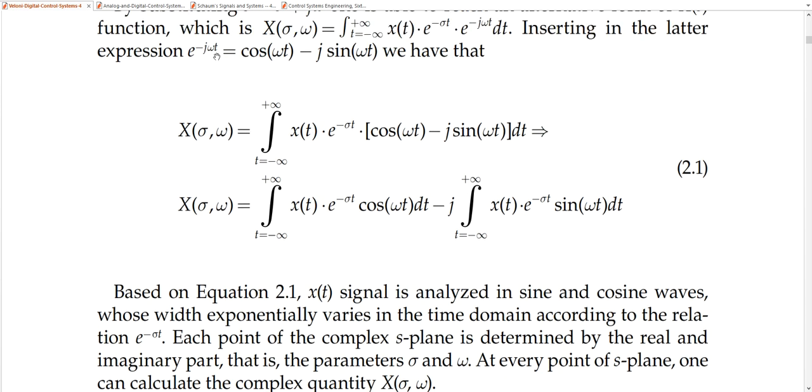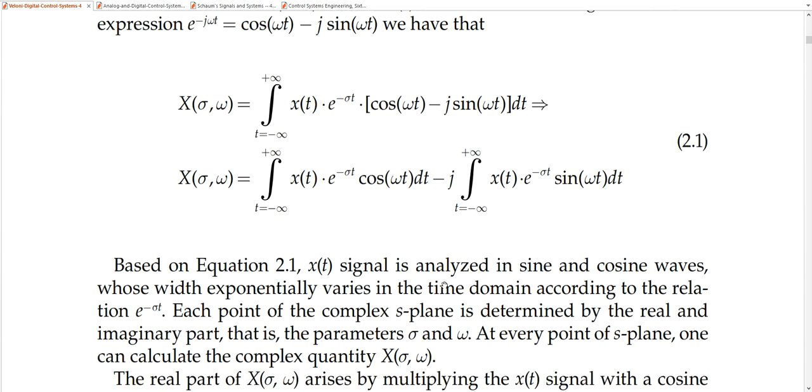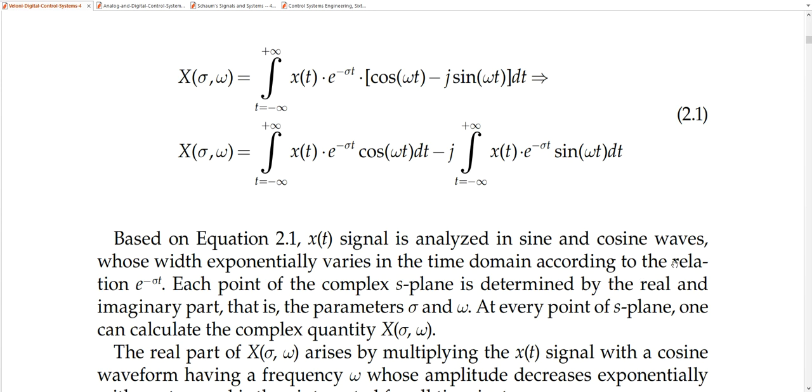Because of this equivalent, we have here a real value and an imaginary value j, so this is a complex function. The x(t) signal is analyzed in sine and cosine waves whose width exponentially varies in the time domain according to the relation e to the lambda t, where each point of the complex plane is determined by the real and imaginary part of its parameters lambda and omega. At every point of this plane, one can calculate the complex quantity X(lambda, omega).